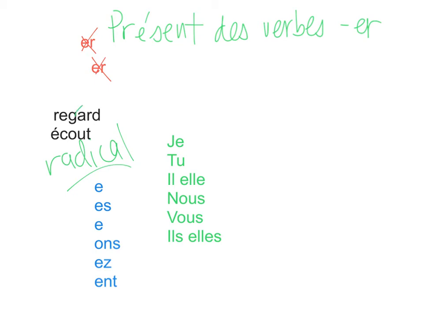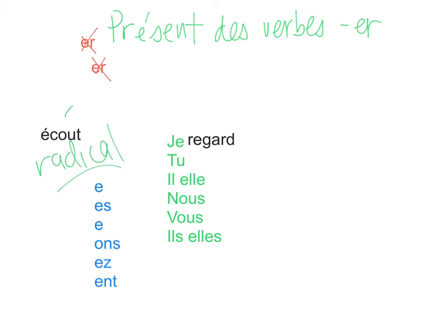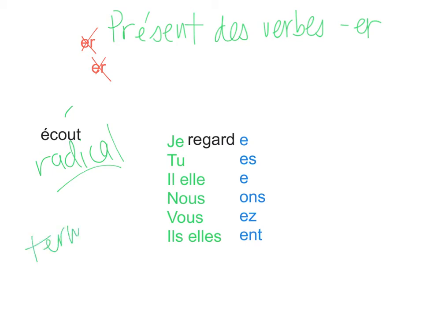Okay? So what happens? Well, I can just use my radical like this. And I will use what we call then the terminaison, so the ending. Okay? And the ending is always the same. For je, as you can see, the ending is E. Tu, ES. Il, elle, E. Nous, ONS. Vous, EZ. Il, elle, ENT.